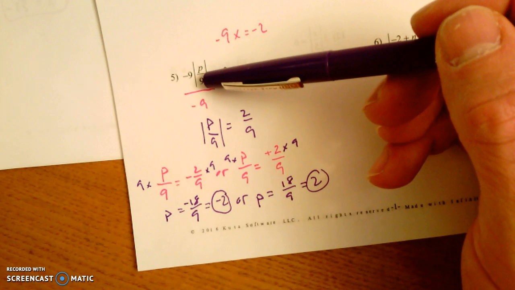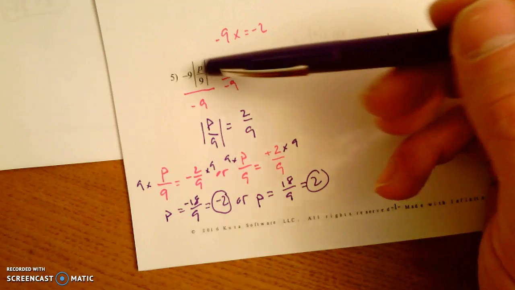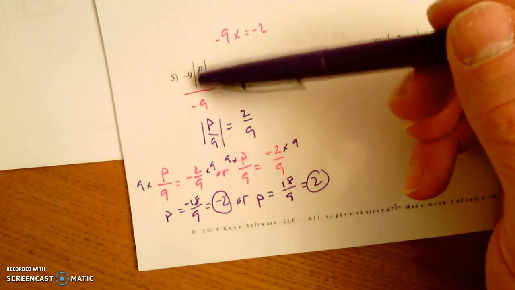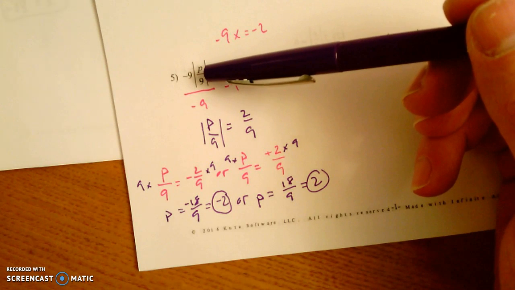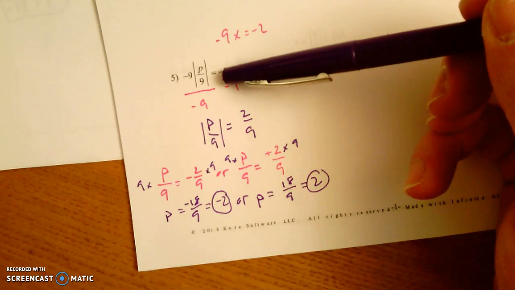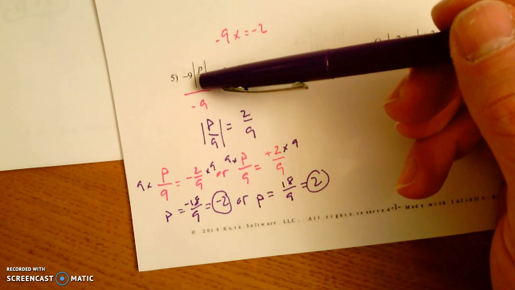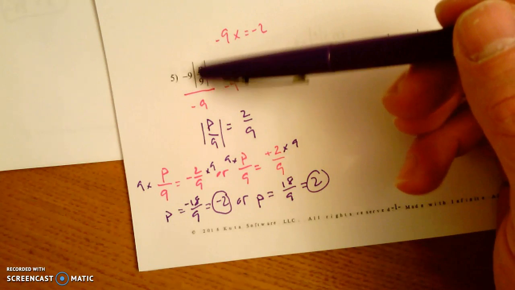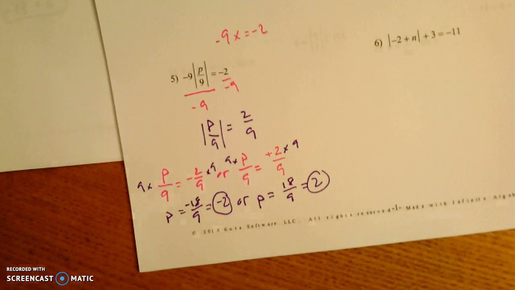Negative 2 divided by 9 is negative 2/9. The absolute value of negative 2/9 is positive 2/9, because it's 2/9 away from 0 on the number line. Multiply that times negative 9 and we get negative 2. Works. On the other hand, 2/9 is 2/9 away from 0 on the number line, so the absolute value of 2/9 is also 2/9. 2/9 times negative 9 is also negative 2, which you can check with your calculator to be sure.